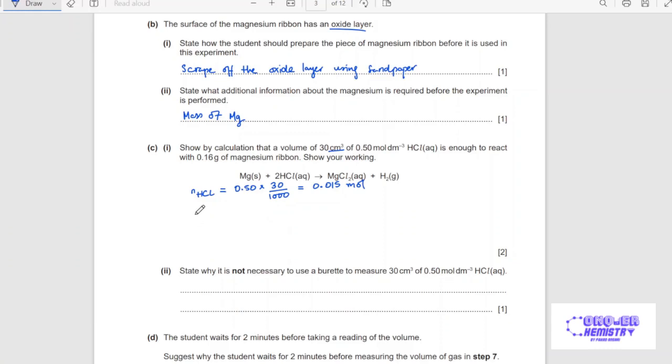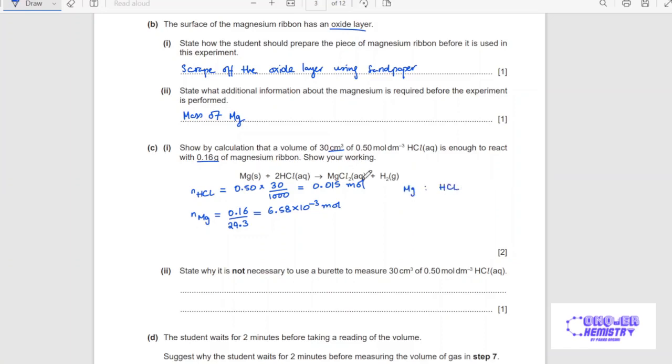Then we'll find the moles of magnesium. This will be 0.16, the mass, which is given over here. We will divide this by the Ar of magnesium. You can look this up from the periodic table. And so this will turn out to be 6.58 × 10^-3 moles. All right. Now what we are going to do is look at the molar ratio between Mg and HCl.